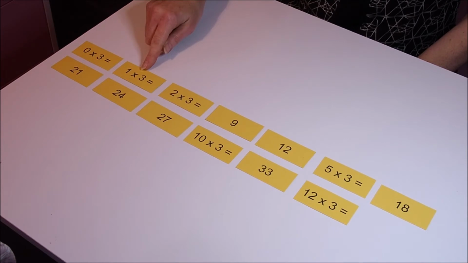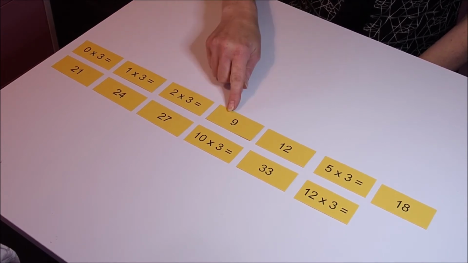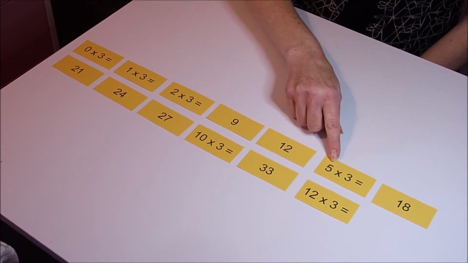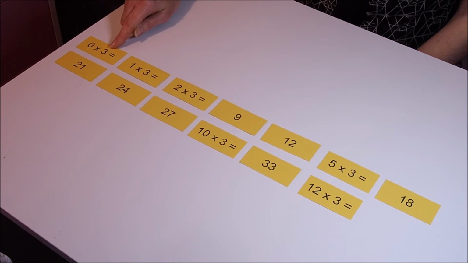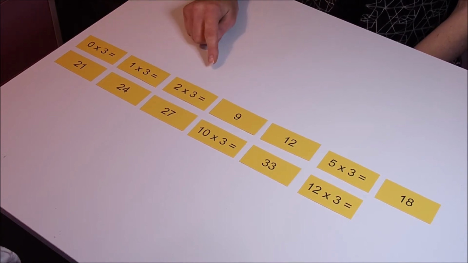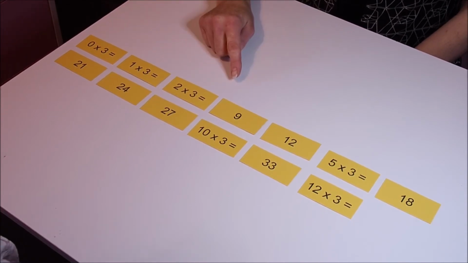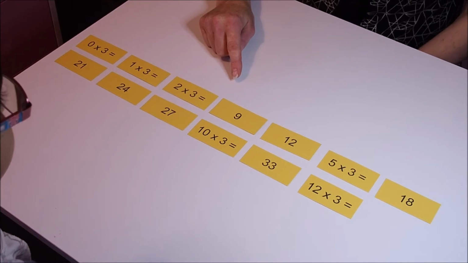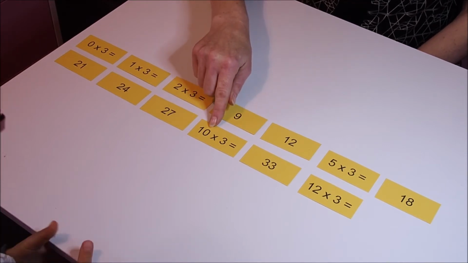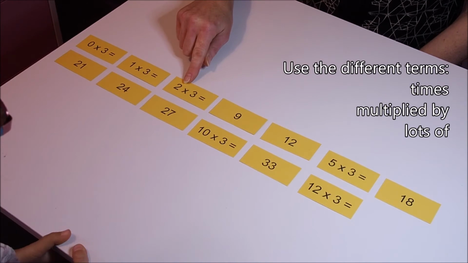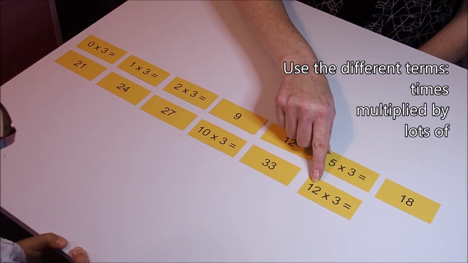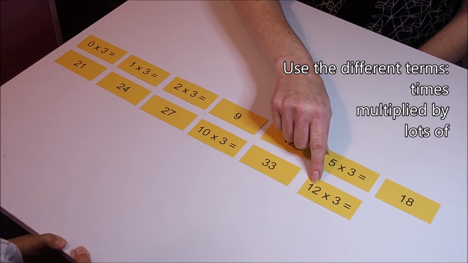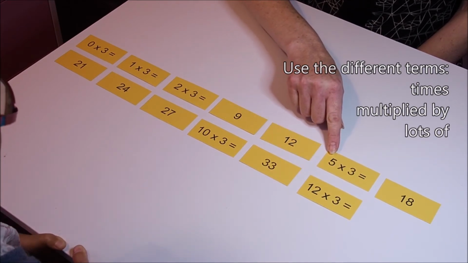0, 3, 6, 9, 12, 15, 18, 9, 6, 3, 0. And now I'm just going to point to a card and ask you the question, see if you can remember the answer. 10 times 3. 30. 2 multiplied by 3. 6. 12 lots of 3. 36. 5 times 3. 15.